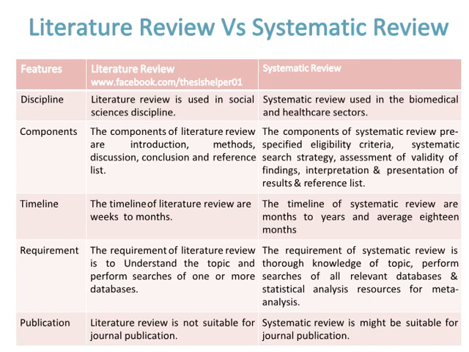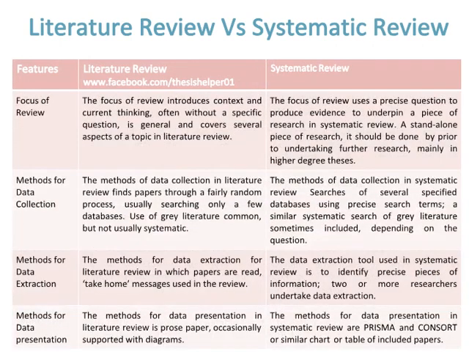The focus of a literature review introduces context and current thinking, often without a specific question; it is general and covers several aspects of a topic. The focus of a systematic review uses a precise question to produce evidence to underpin a piece of research. It is a standalone piece of research, and it should be done prior to undertaking further research, mainly in higher degree theses.